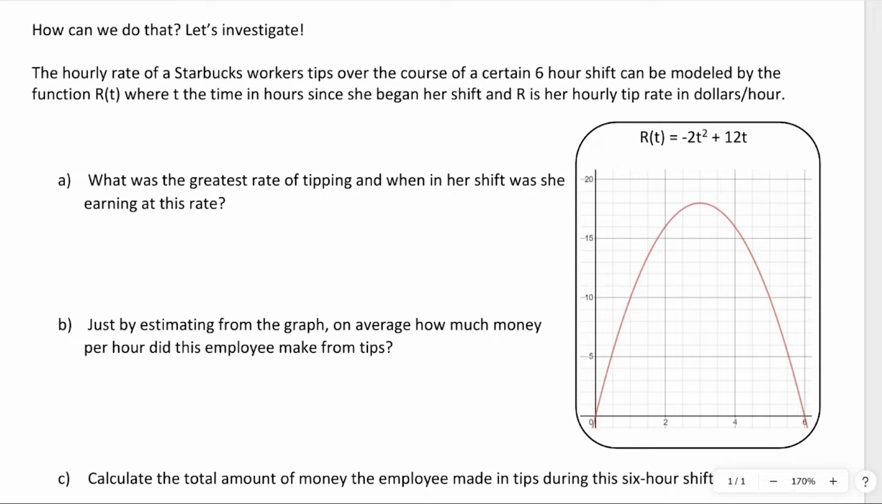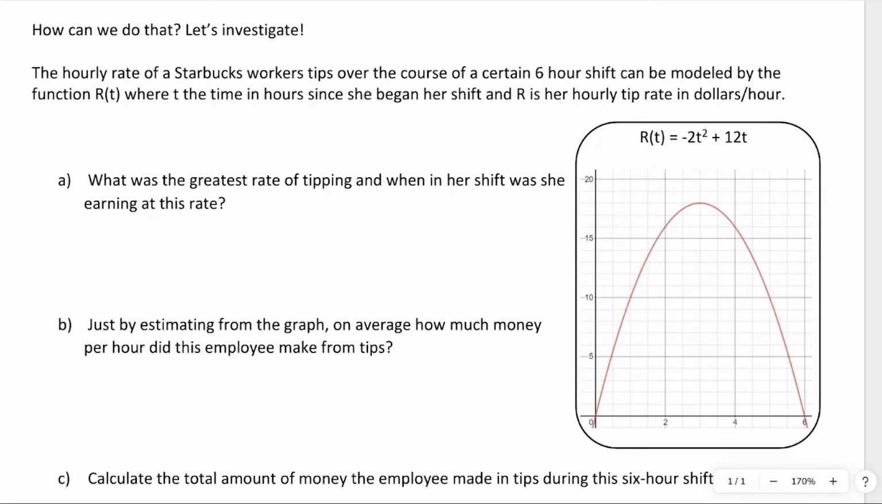So, part A says, what is the greatest rate of tipping in her shift, and when in her shift was she earning at this rate? So just by looking at the graph, where does the greatest rate of tipping occur if this function is describing the rate? At the third hour of her shift. Yeah, the 3. Yeah, t equals 3, right?